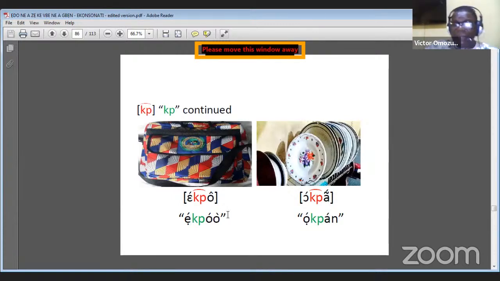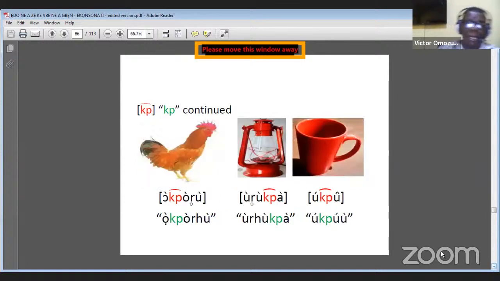Ekpo has the last vowel pronounced with the falling tone, the modulated pitch, right? Whereas ekpo, high, is different. It's a different word. Ekpo, that is space. Space between two things like that. Then okma. Okporu.